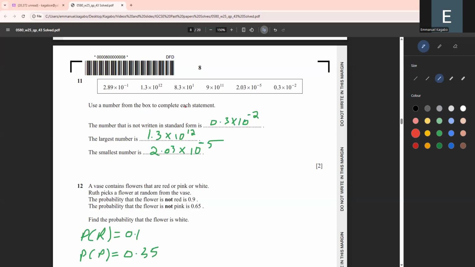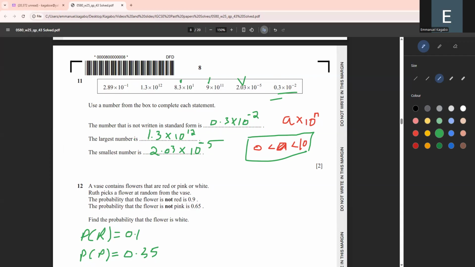Here they said, find the number that is not in the standard form. Any number in the standard form should be a times 10 power n, where a should always be less than 10, but also greater than or equal to 1. Do you get that? So this is a. Whenever your number is in the standard form, you should always have this. So when you check, the number that is not respecting this is only this. The rest, this is your a respecting this rule. So it's only that one.